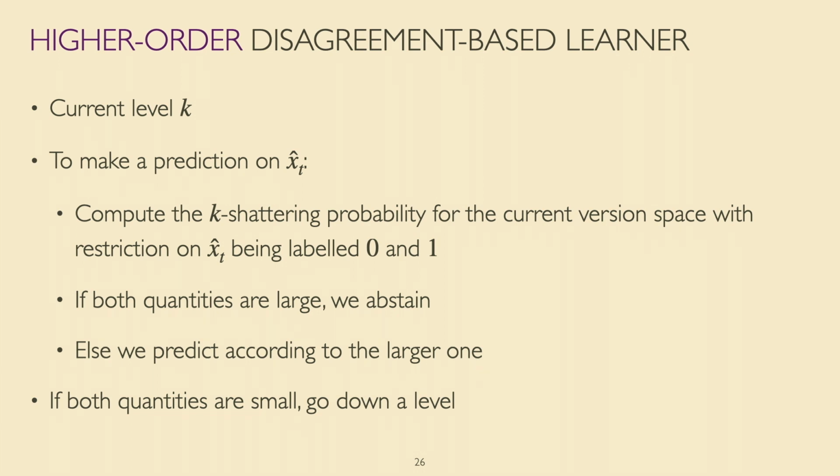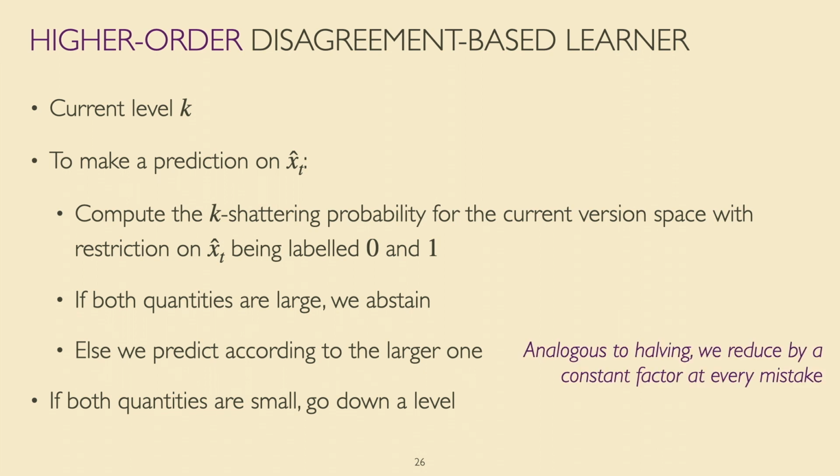So we're going to gain some information from this mistake that we make. This is analogous to halving, which you might have seen before. It's an idea that you could think about: every time you're going to reduce something by a constant factor, so you cannot make too many mistakes.